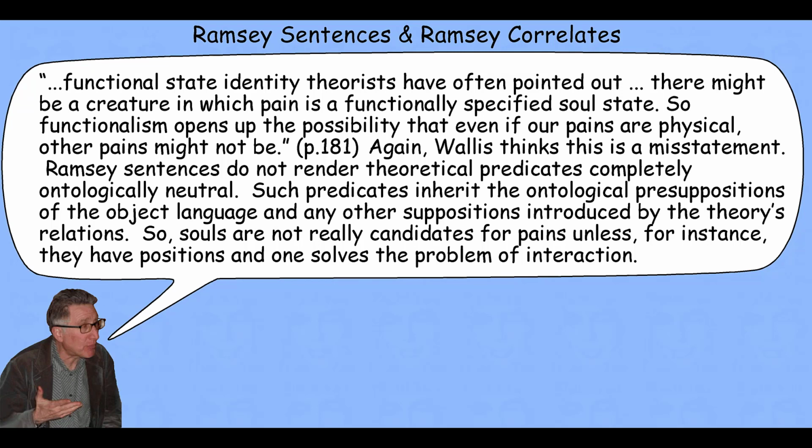So ultimately, what this seemingly radical statement about the nature of pain by the functional state identity theorists amounts to is something like this. Look, if dualists can solve the problem of mind-body interaction, then soul states are a potential way of instantiating pain. That's just not interesting, and it's not correct to think that functionalism is this radically ontologically neutral theory. It has a great deal of flexibility within some ontological constraints and presuppositions.